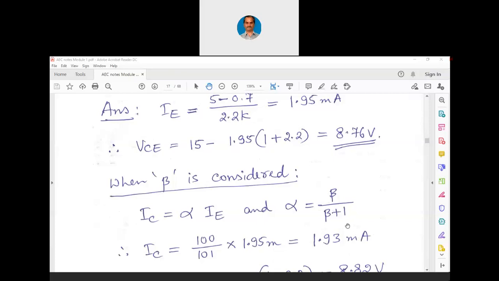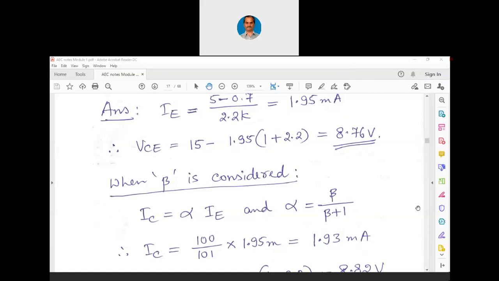So we get a minor difference between IE and IC. You can see here, IE is 1.95 milliampere and IC is 1.93 milliampere. So there is a 0.02 milliampere difference. 0.02 milliampere is nothing but 20 microampere. So there is a 20 microampere difference if we consider beta.